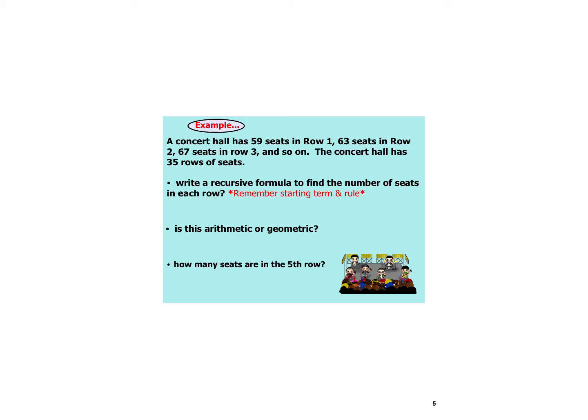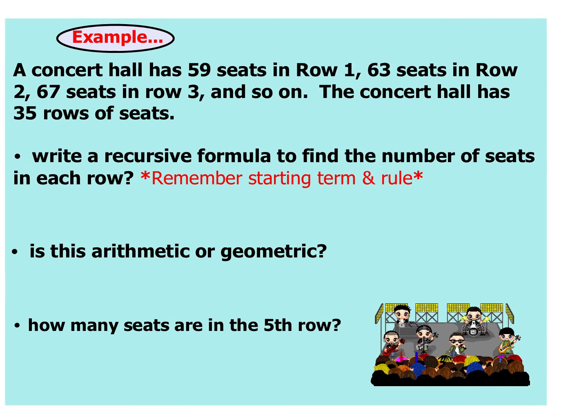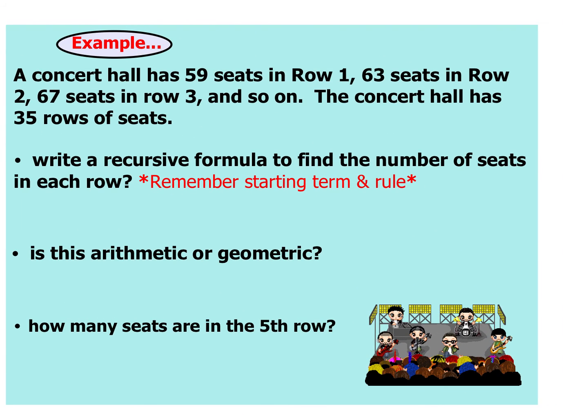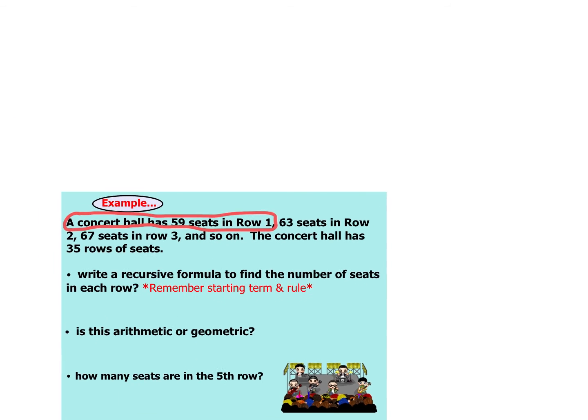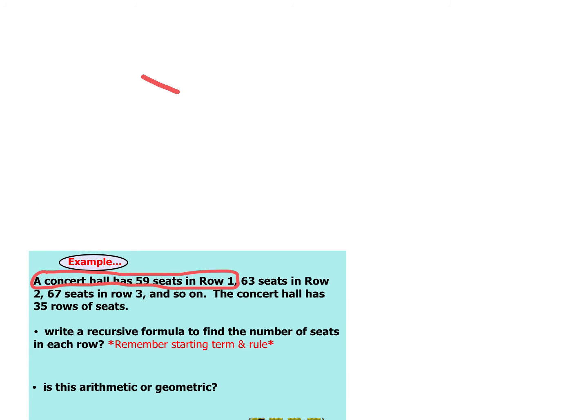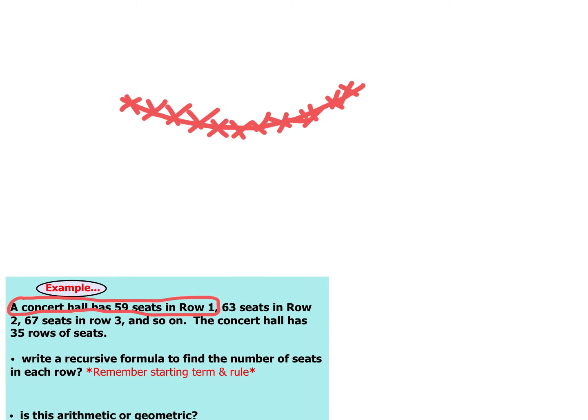All right. Looks like a real-world scenario. A concert hall has 59 seats in row 1. So imagine for a moment, this is our concert hall. There's a whole bunch of seats here. And I'm not going to be able to draw out enough X's to make it actually 59, but there's 59 in this row.